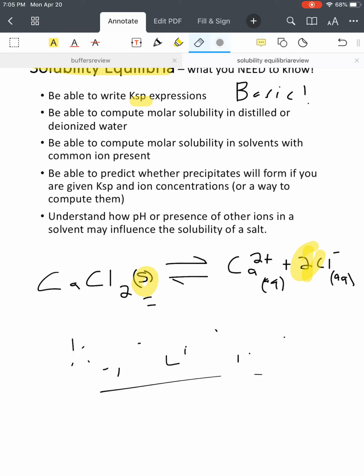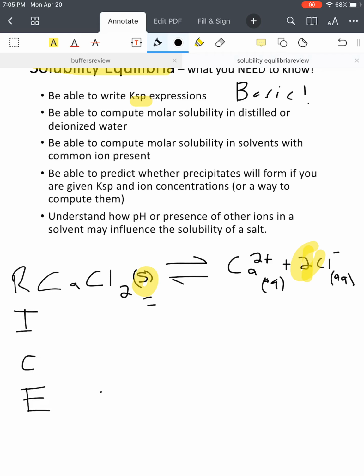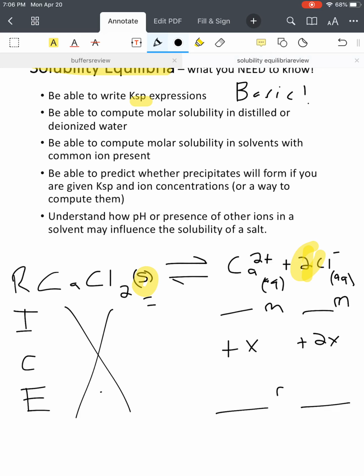All right. The next thing that we need to be able to do is use our KSP relationship and Rice tables to compute molar solubilities, right? So you remember the Rice tables, RICE, reaction, initial change, equilibrium. Great thing again, since that's a solid, we don't care about it. But what we're going to do in our Rice table is write the initial molarities of both our ions. We're going to make some, in this case it's plus x and plus 2x. And then we're going to have equilibrium molarities as well, okay?